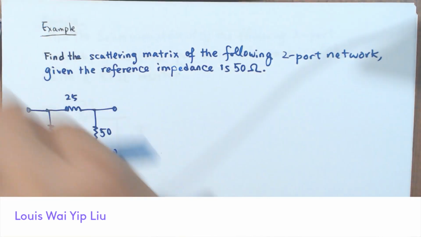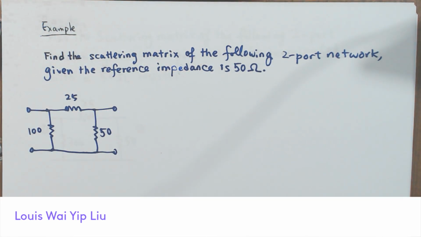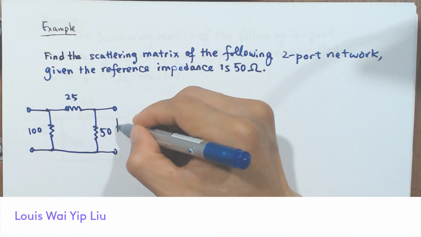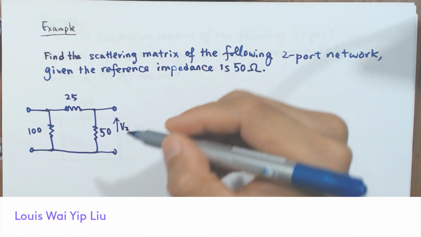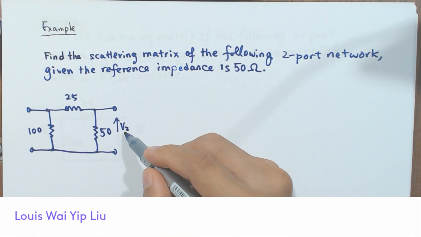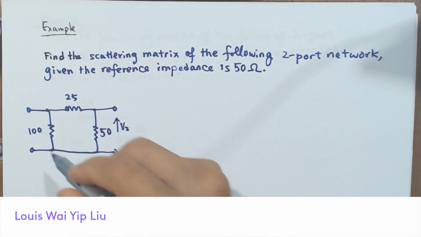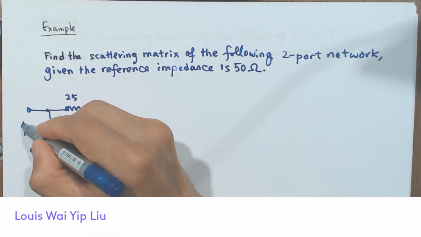So to start with, we should know which port is port 1 and which port is port 2. So this is port 1, okay? And sorry, this is port 2. The voltage here is V2, and this is V1.